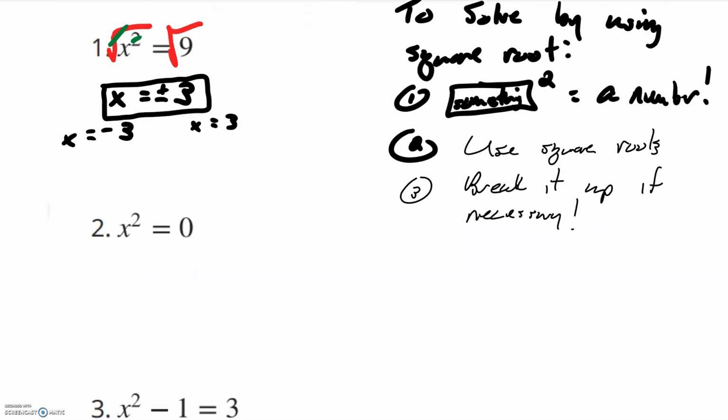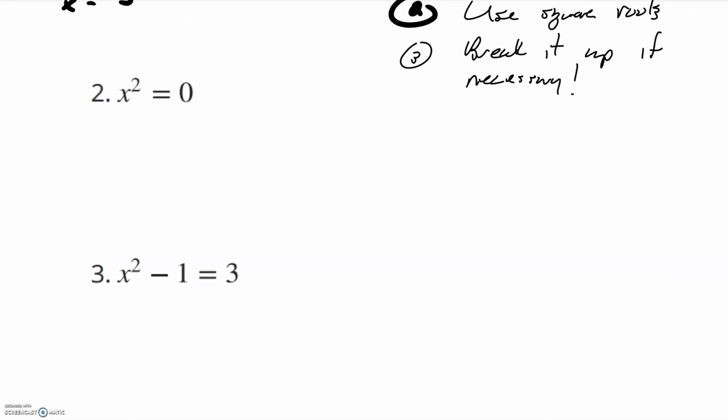Now let's take a look at number 2. I again have something squared by itself, and it's equal to a number, right? That number happens to be 0. But I solve it the same way. I've got something squared by itself. I need to get rid of that squared, so I'm going to take the square root of both sides because that square root cancels the squared.